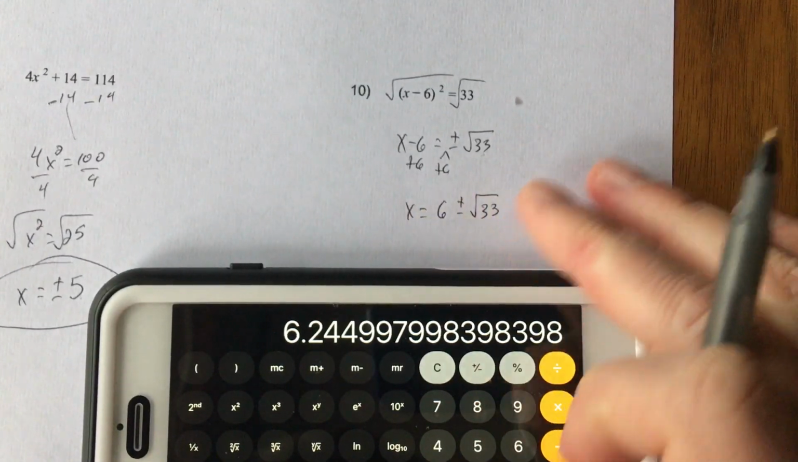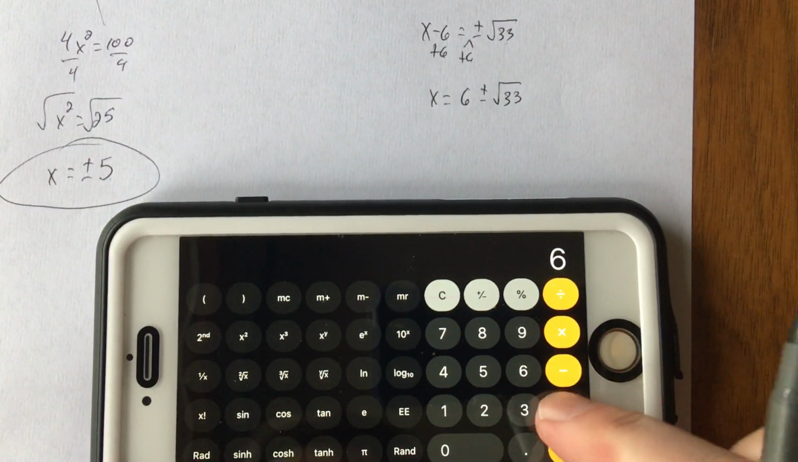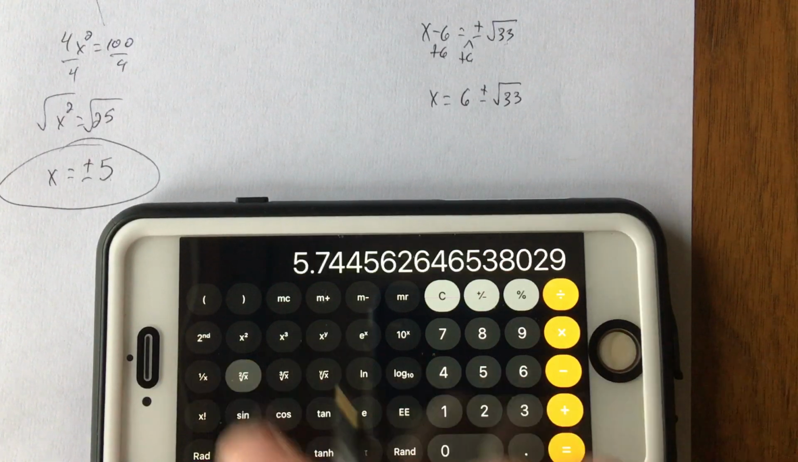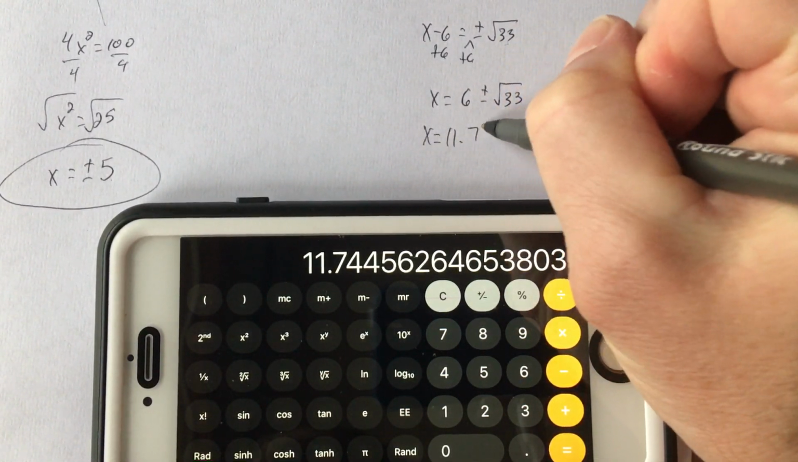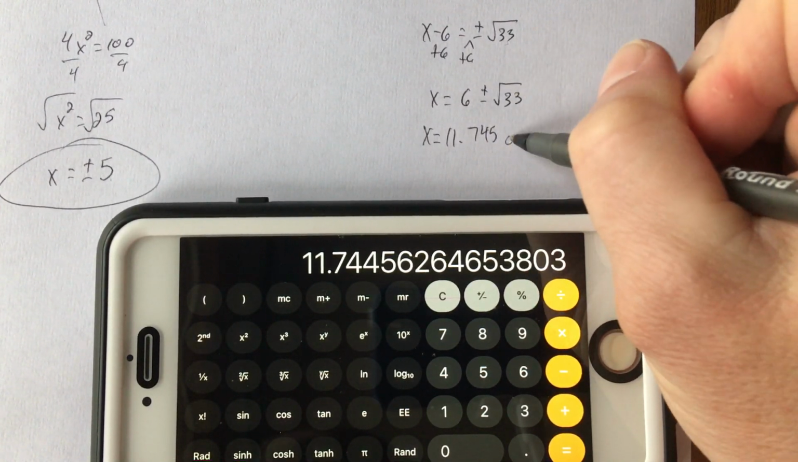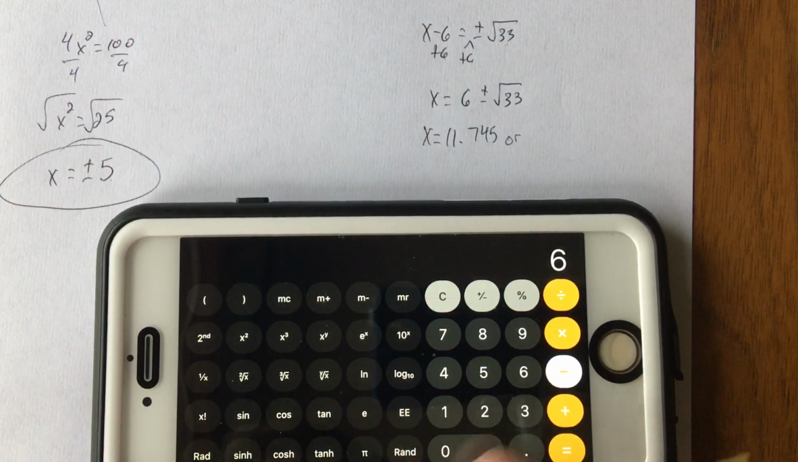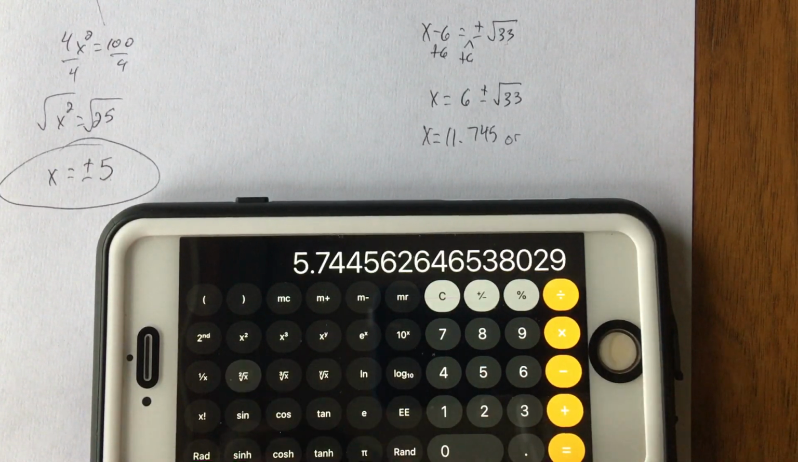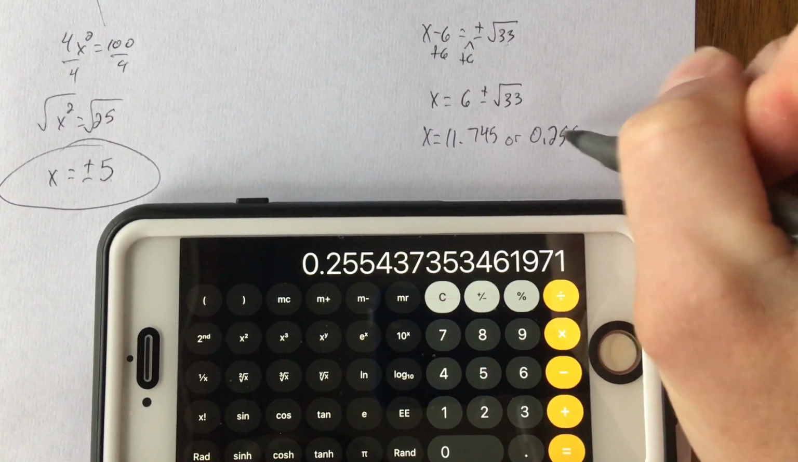then we'll just go ahead and do it real quick here. So I'm going to go 6 plus square root of 33 equals, so one choice would be 11.745. That's 6 plus the square root. And then if I go 6 minus square root of 33 equals, then I get 0.255.